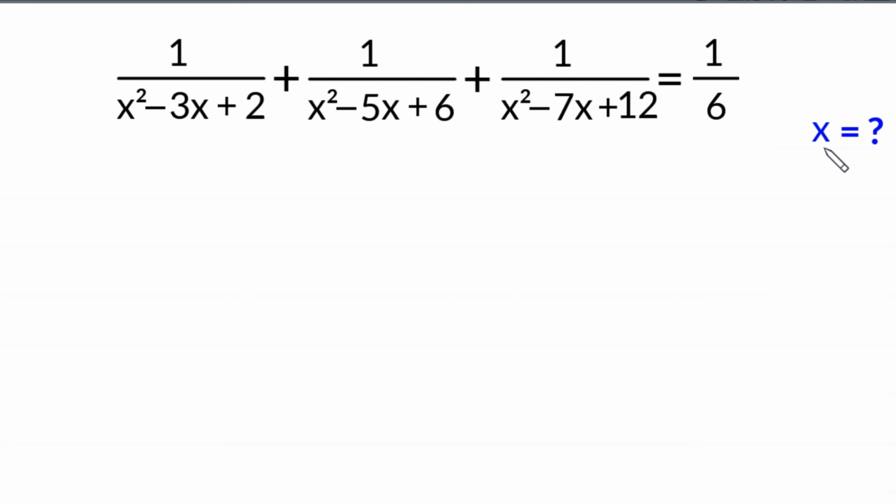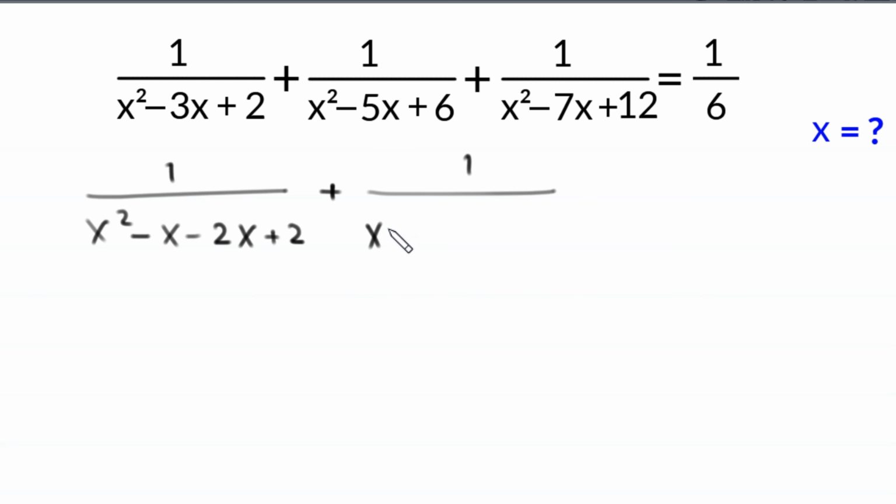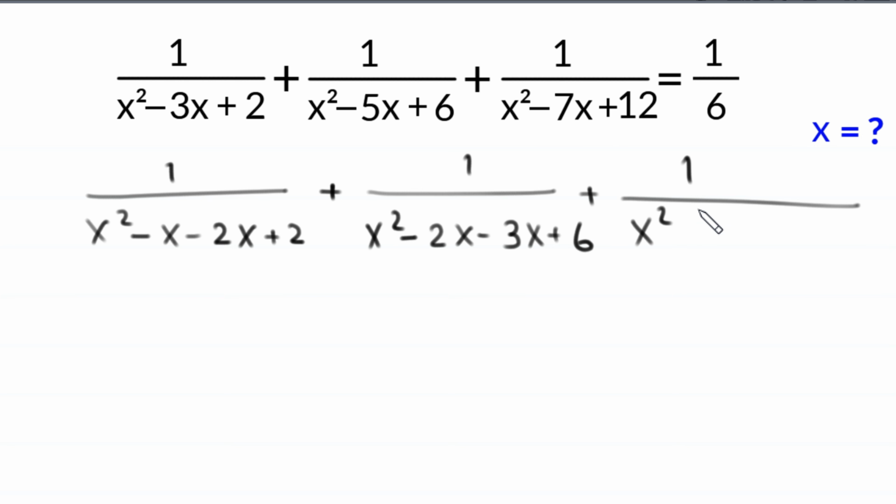So let's start. We can factorize this denominator as 1 divided by x squared, this negative 3x is same as negative x minus 2x plus 2, plus this denominator can be factorized as 1 divided by x squared, this negative 5x is same as negative 2x minus 3x plus 6, plus this denominator can be factorized as 1 divided by x squared, this negative 7x is same as negative 3x minus 4x plus 12, equal to 1 over 6.